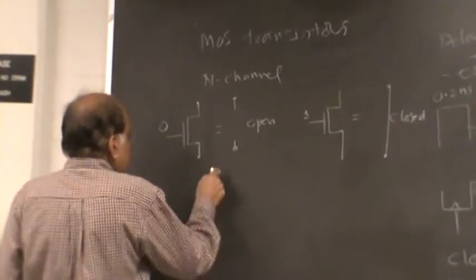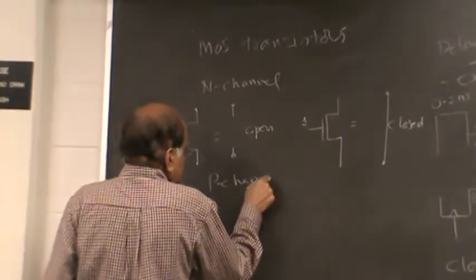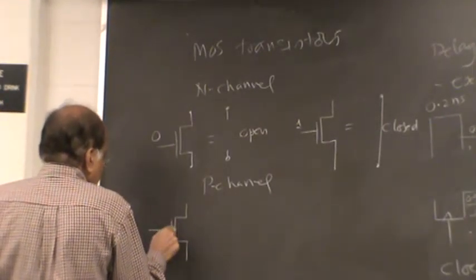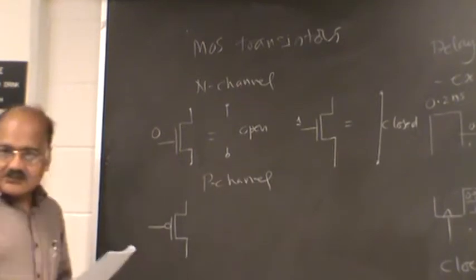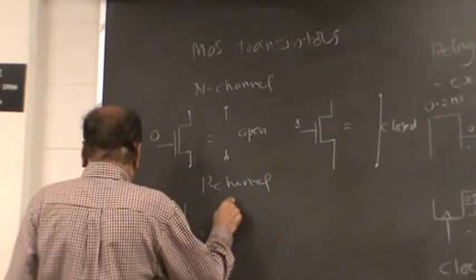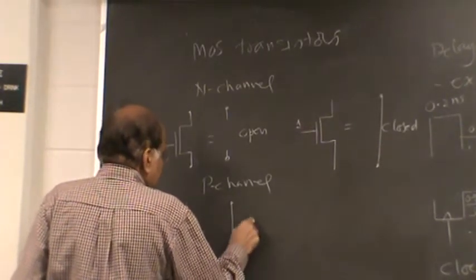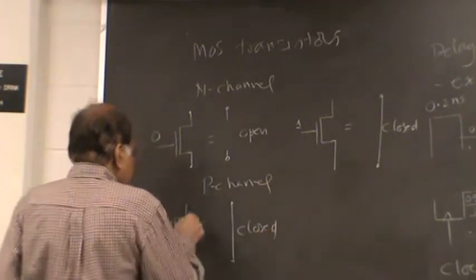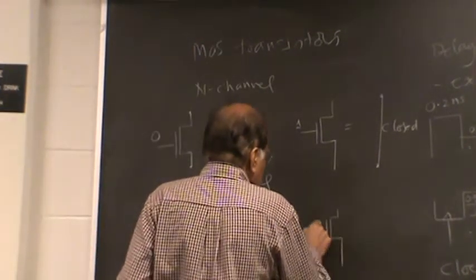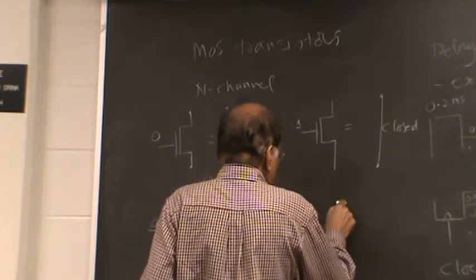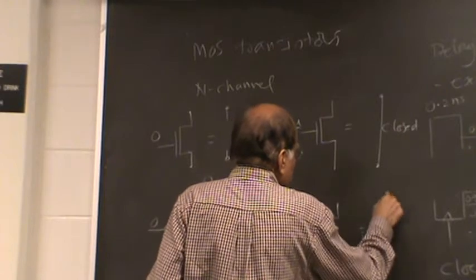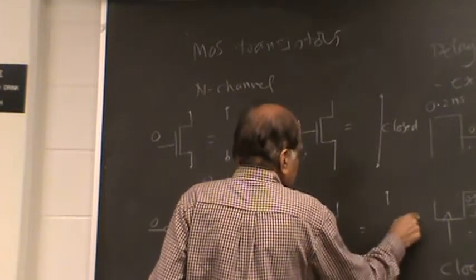And for a p-channel transistor, here's how we are going to draw it. Now this means that this is a p-channel transistor. If this is a 0, then this is closed, because there is a channel between here and here. And if the situation is like this, then there is no channel, so it is open.